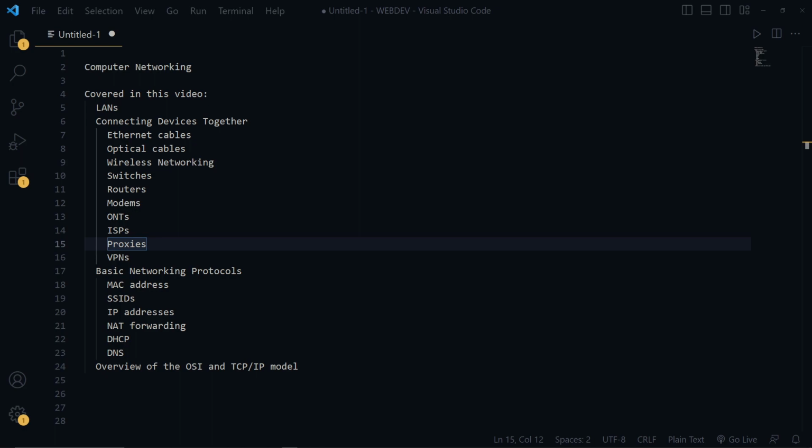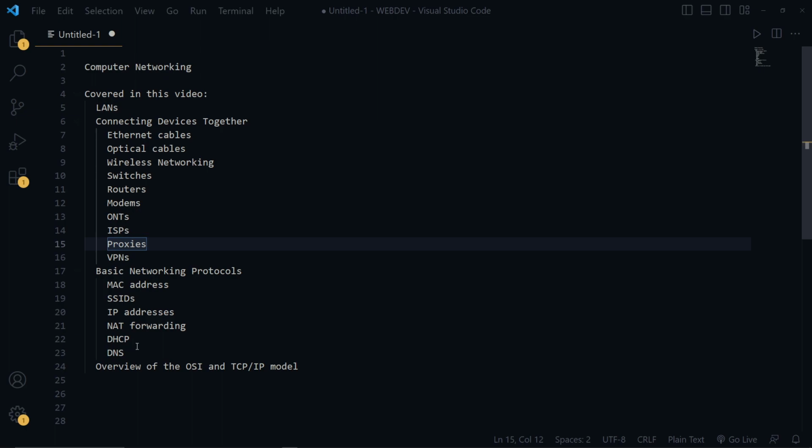We're going to talk about connecting devices together. That's going to be Ethernet cables, optical cables, and how we use wireless networking. We're going to talk about switches and routers, modems, optical network terminals, internet service providers, proxies and VPNs. These are all different ways that we connect these devices together to form the networks. Then we're going to talk about some basic networking protocols like the IP address, DHCP, which is Dynamic Host Configuration Protocol, and some things that go with that like MAC addresses, IP addresses, and network address translation.